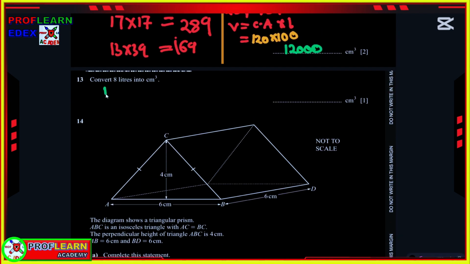So we need to know how to convert liters to cubic centimeters.